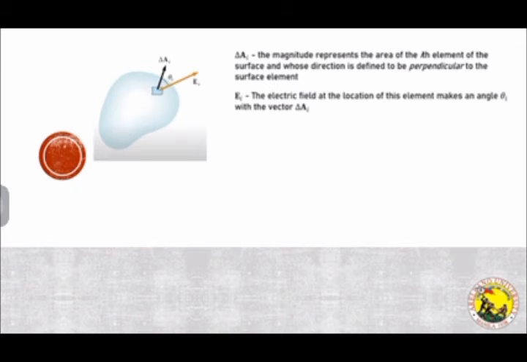So the delta electric flux through this element is delta flux equal to E sub i multiplied by delta A sub i cosine theta, and it is equal to E sub i dot delta A sub i, where we have used the definition of the scalar product of two vectors.